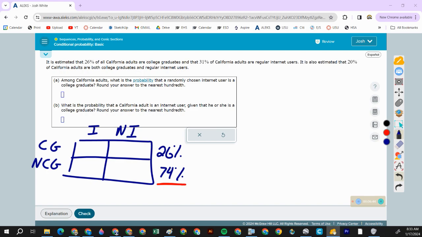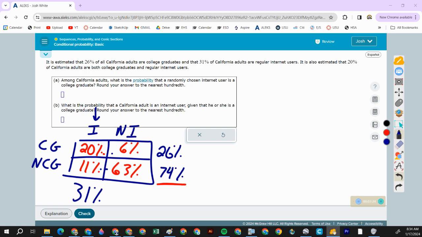And 31% are regular internet users. So the internet users are 31%. Also, 20% are both college graduates and regular internet users. So this is 20%. And doing subtraction, 26 minus 20 is 6%. 31 minus 20 is 11%. And then if I needed to, 74 minus 11 would be 63%. And if you look, if I add all of these up, they equal 100. At least they should. Yeah, they do.